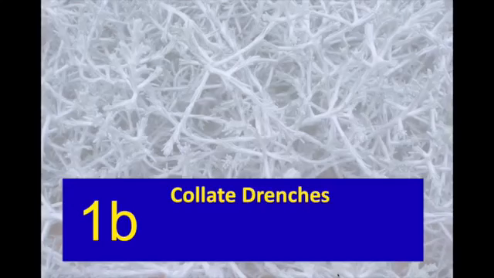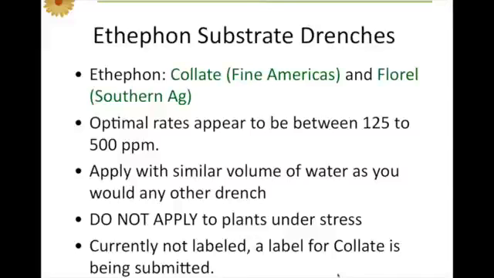So I want to shift gear just slightly and look at Collate drenches. And so really it's Ethephon that we're looking at. So there are 2 Ethephon products. There's Collate and there's Florel. For drenches, we're looking at the rates between 125 and 500 parts per million. And so you need to apply it with a similar amount of volume of water as you would with any other drench, and don't have the plant stressed.